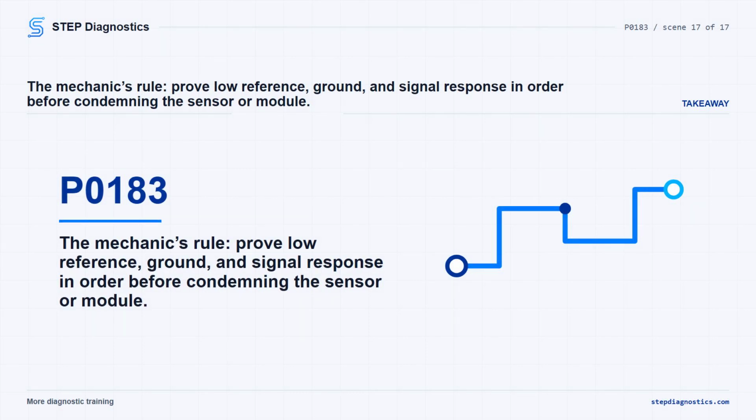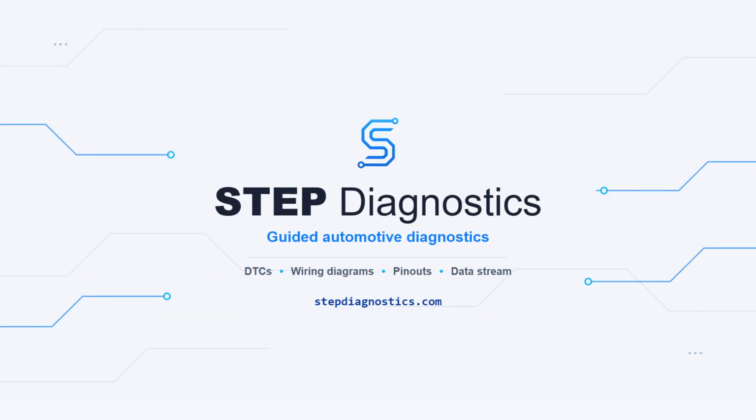The key with P0183 is to prove the low reference, ground, and signal circuit response before condemning the sensor or the module. Work the branches in order, protect the jumper test, and let the scan data confirm the direction.